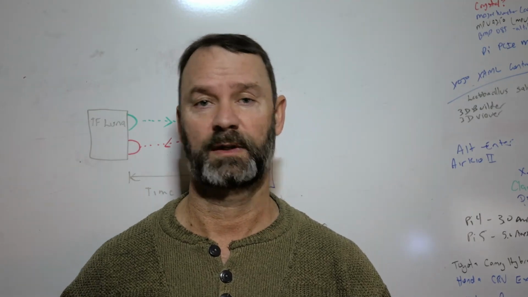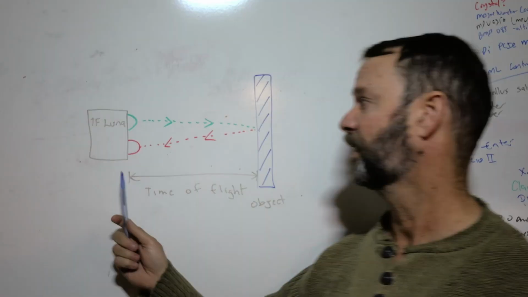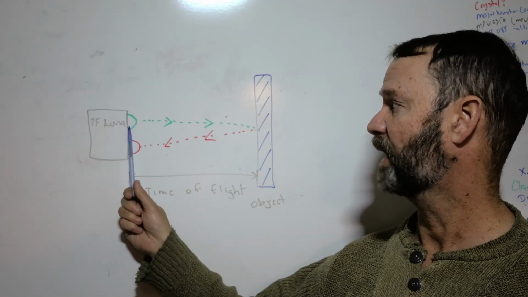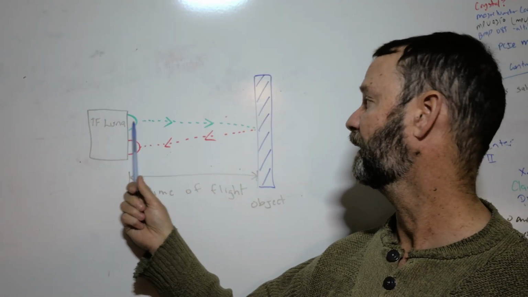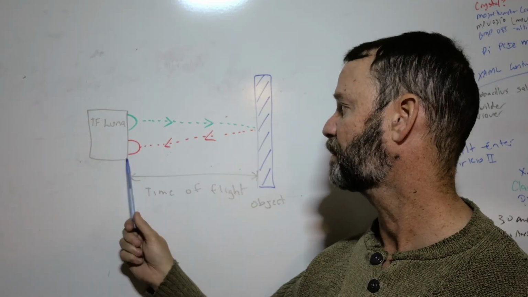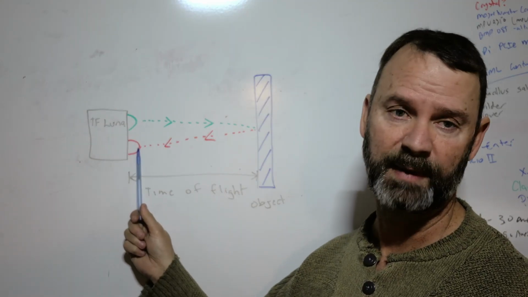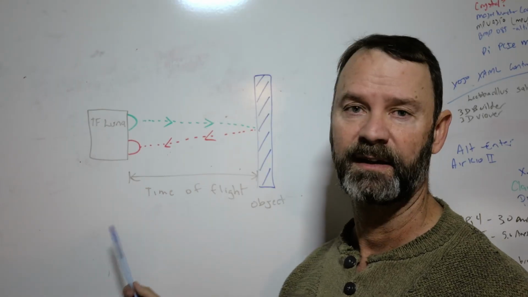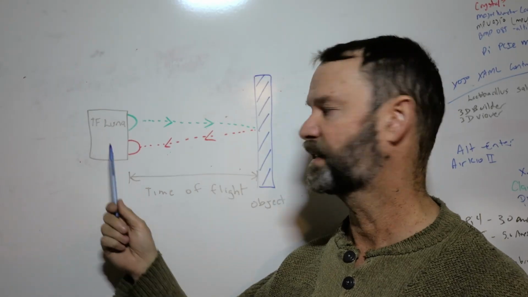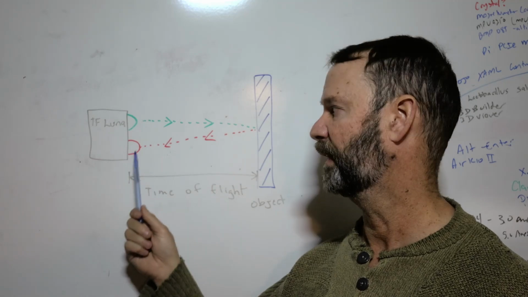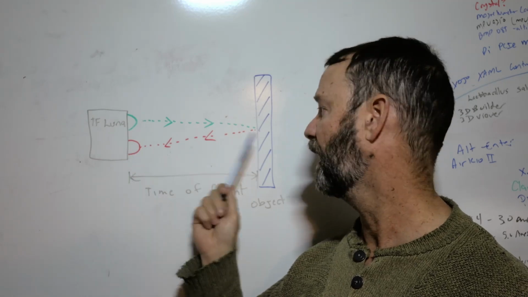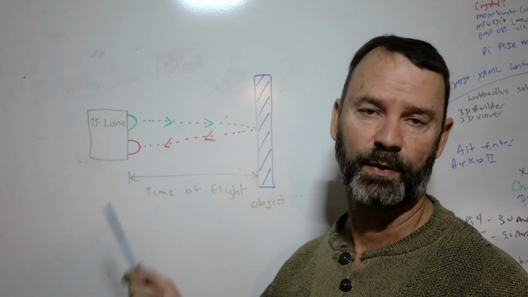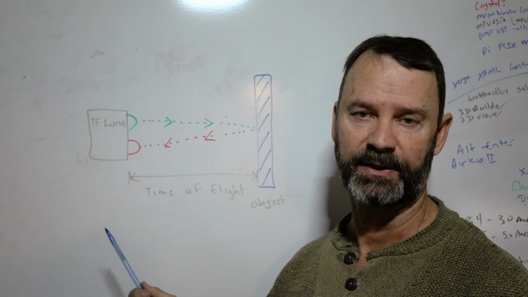And the way that this works is we have a Luna and it emits out light. The light then reaches an object, reflects back, and then goes back to the detector. Once it hits the detector, that's called the time of flight. So that's how it measures what the actual distance is between the Luna sensor and the object or the wall or whatever it is that you're going to measure.